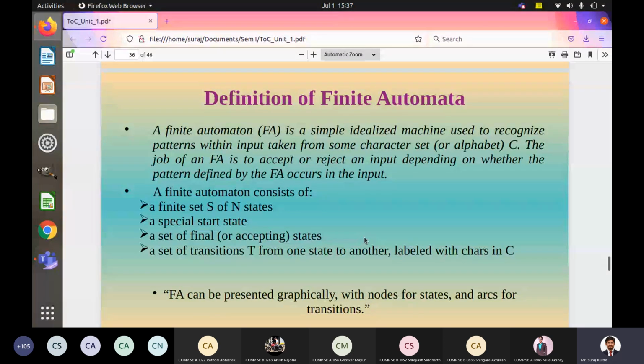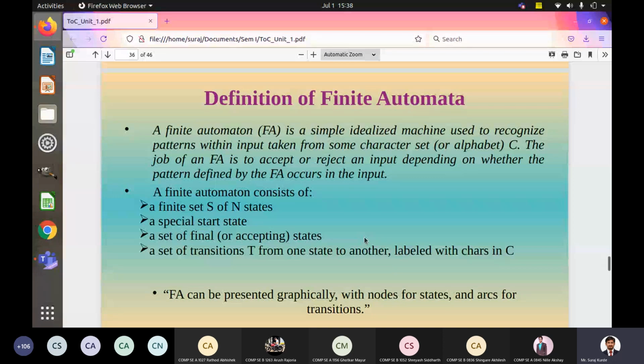Then transition from one state to another. So the transition function is there, delta. It is the transition from the current state to another state on a given input. So for the current state, if the input is A, then what will be the next state? For the current state, if the input is B, what will be the next state? That move or transition is called a transition function.